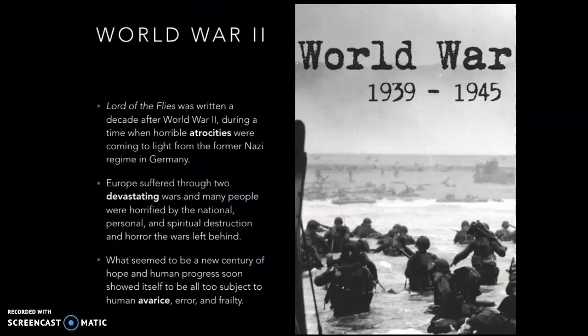The Lord of the Flies was written a decade after World War II, so it obviously took William Golding some time to write about it, but he does write it in the form of a fictional story about boys that get stranded on an island and what they do to one another in trying to balance this idea of order and chaos.